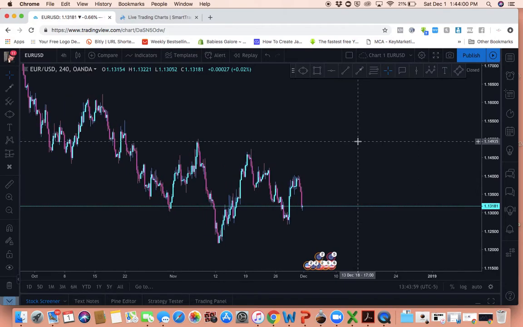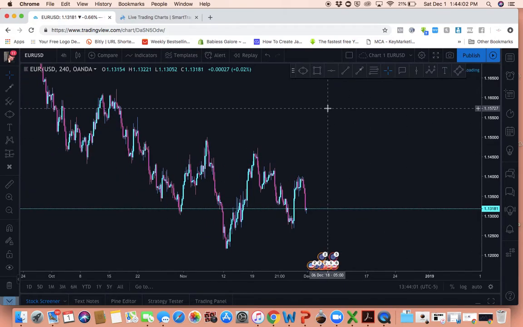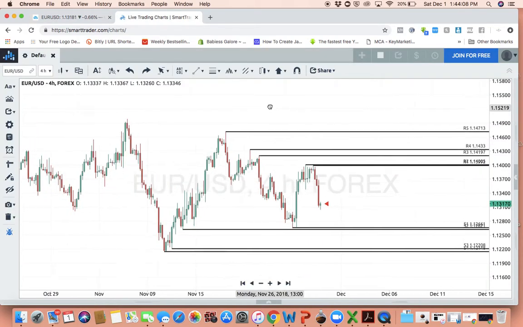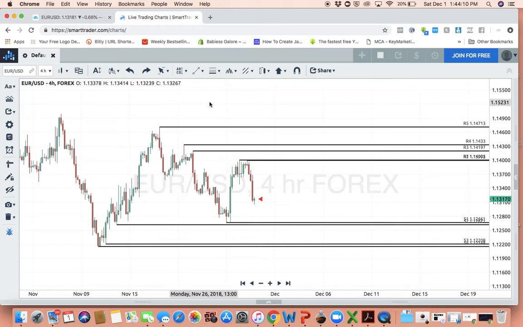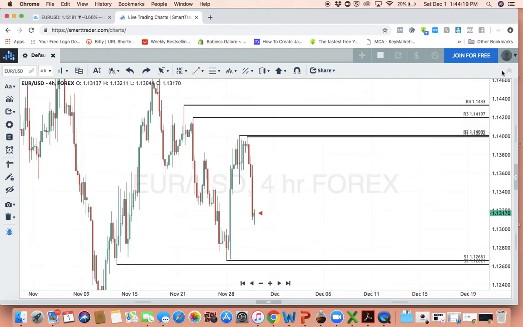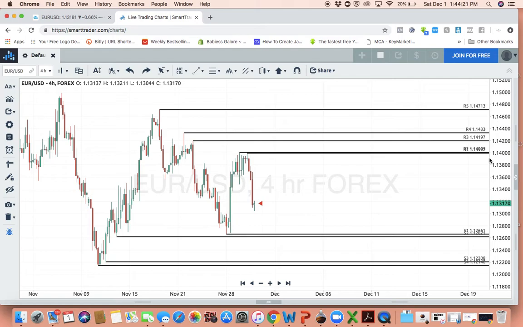A lot of people have difficulty marking up their chart and finding support and resistance. So this website does it for you. I would use this as a first little area of support or resistance. I can't quite see that number, but it's around 1.1400.